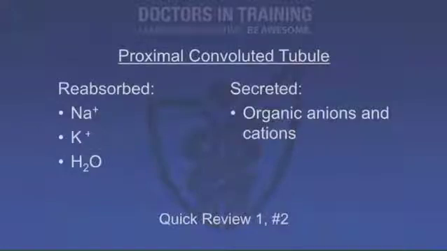Number 2, which ions are reabsorbed and which are secreted in the different regions of the nephron? So this also, again, goes back to understanding the mechanism of action of your different diuretics. So in your proximal tubule, most everything is reabsorbed, but which ions are reabsorbed? You have sodium and potassium, and also water is reabsorbed. What's secreted? You have organic anions and cations secreted in the proximal tubule.